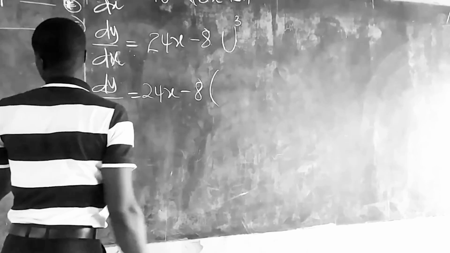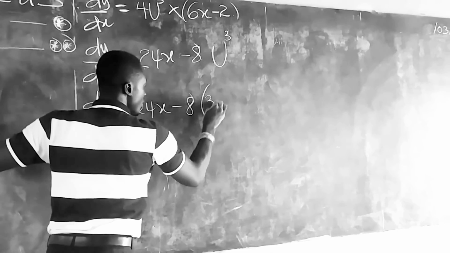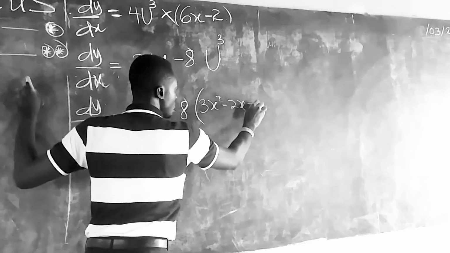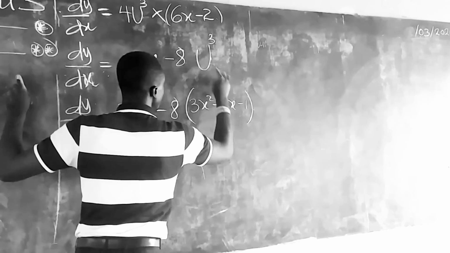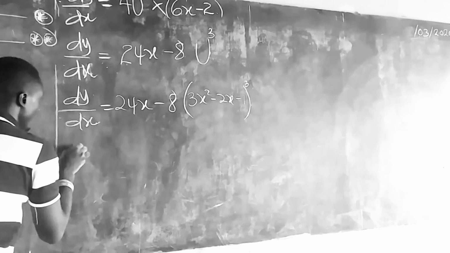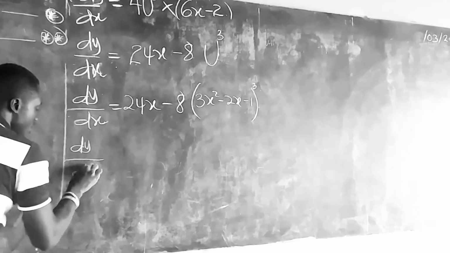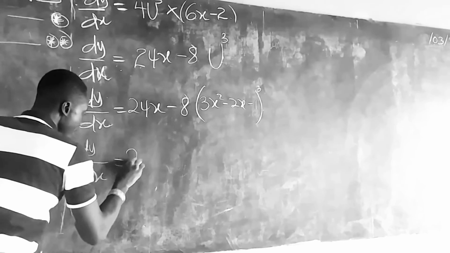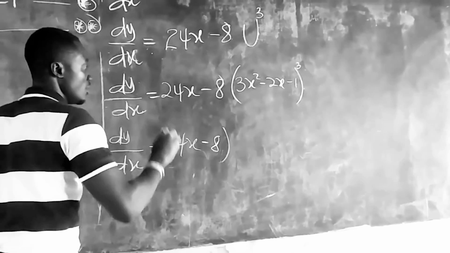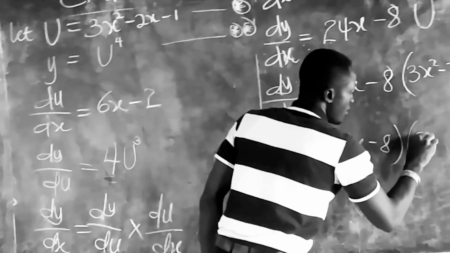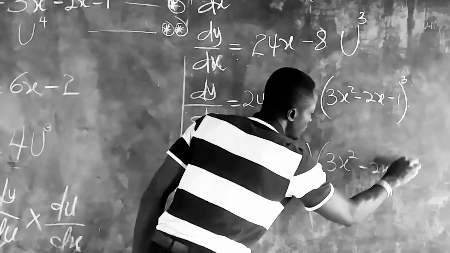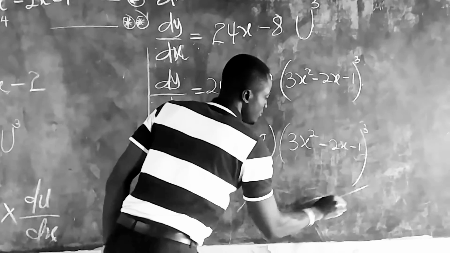Now what is our u? Our u is 3x squared minus 2x minus 1 exponent 3. So therefore our dy dx will be equal to 24x minus 8 times 3x squared minus 2x minus 1 exponent 3.